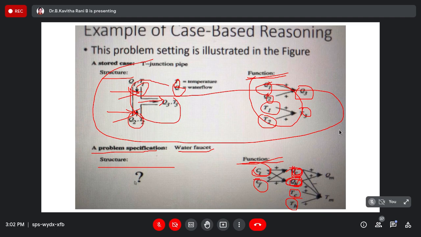So what I'm doing, this type of scenario I am designing. So what is the structure for this? Okay, so here QC and QT results QC, QH results QM, TC and TH results TM.